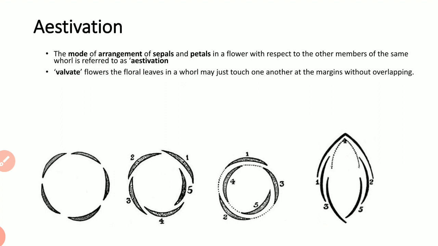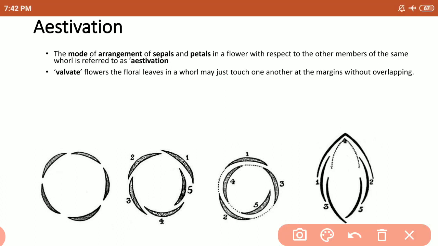There are basically 4 types. First one is the valvate estivation. This one is the valvate estivation. Okay, within this, the floral leaves involved may just touch one another at their margins without overlapping. Here we see there is no overlapping. They just touch at the margins. It is called the valvate estivation.